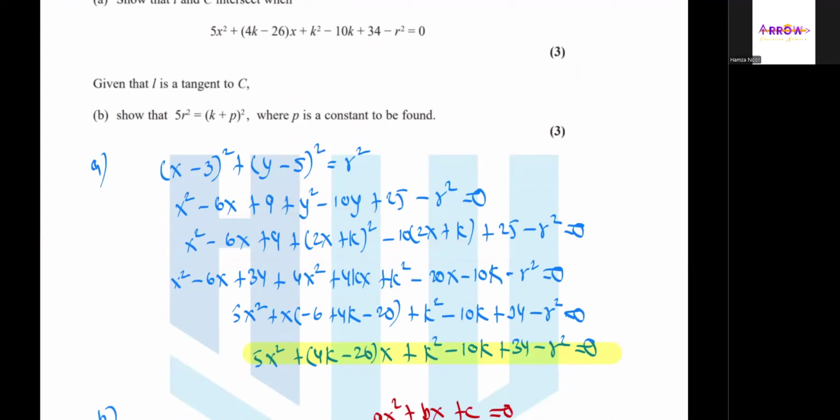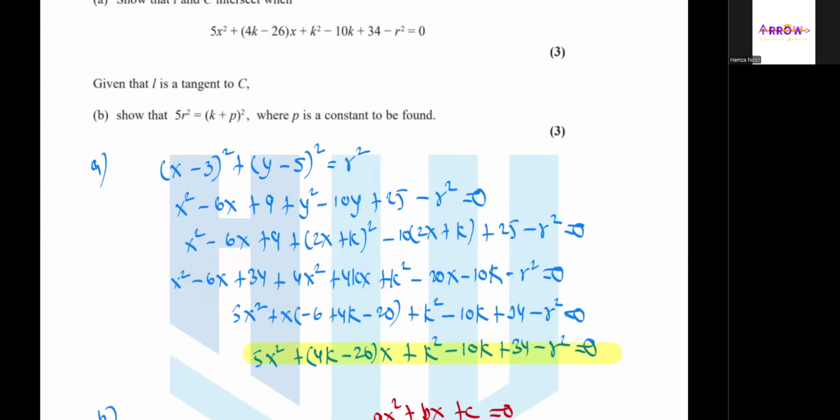And then what I do is, first I simplify the x² terms, so x² + 4x², this will give you 5x², and then I took x as common, multiplied by -6 + 4k - 20, as we have three terms in x over here. This one, and this one. Okay, so I've taken x as common, multiplied by -6 + 4k - 20.